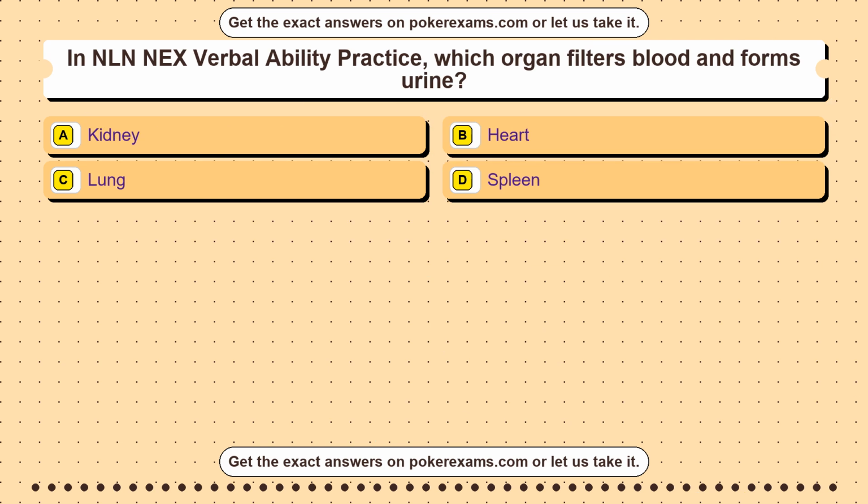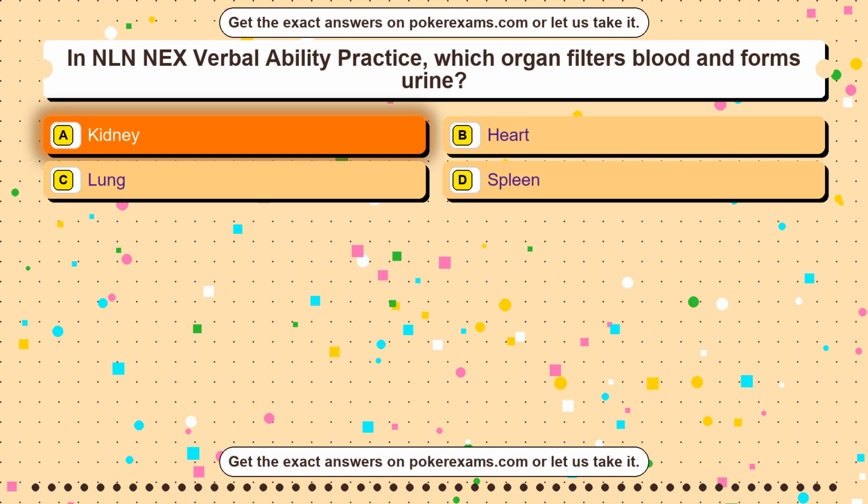Question 13. In GED statistics practice, which value equals 3x when x equals 7? Option A, 10. Option B, 21. Option C, 37. Option D, 73. The correct answer is option A.